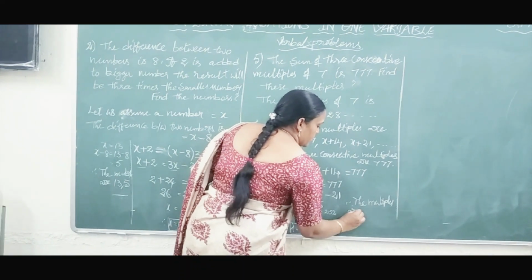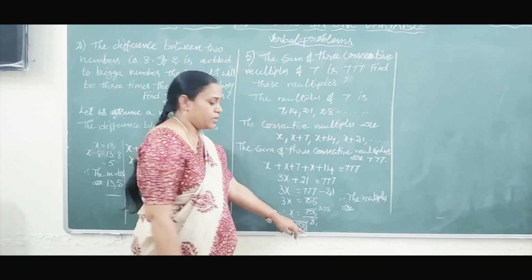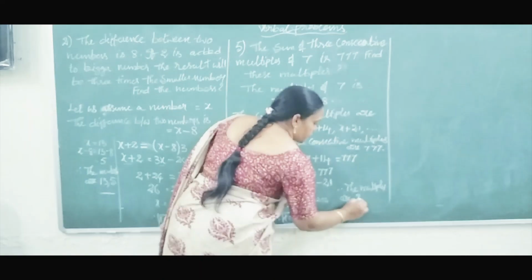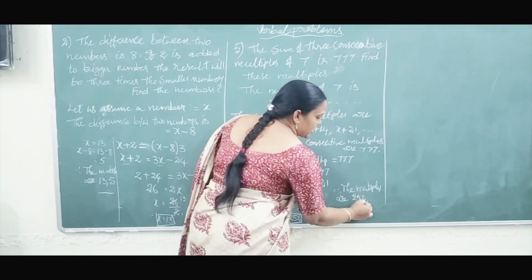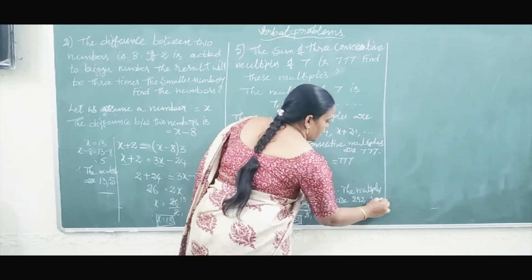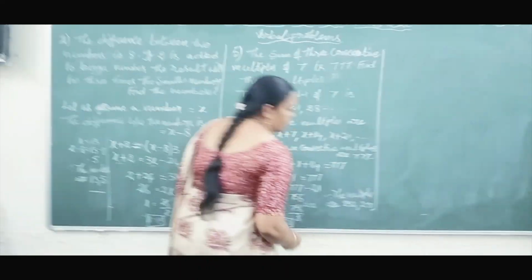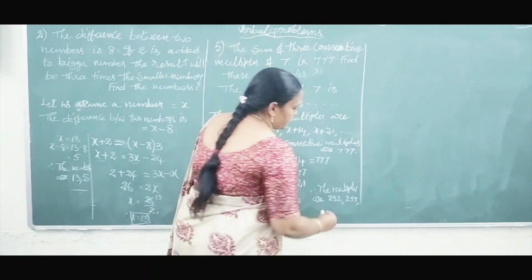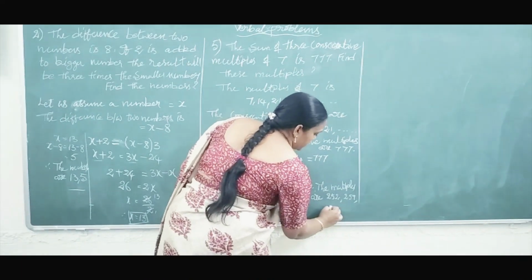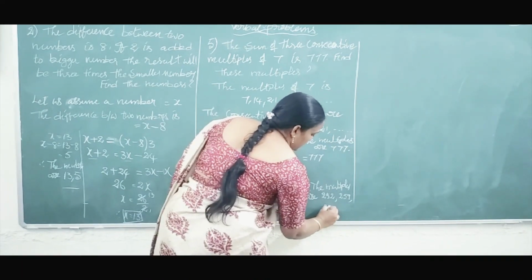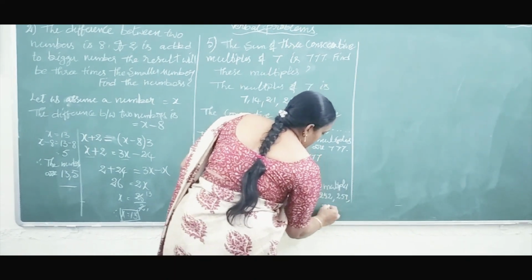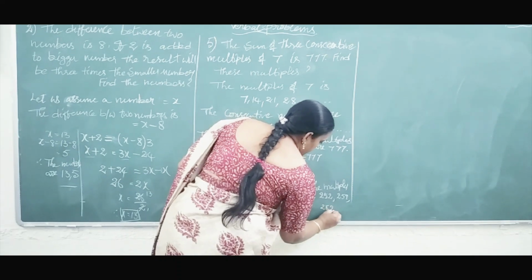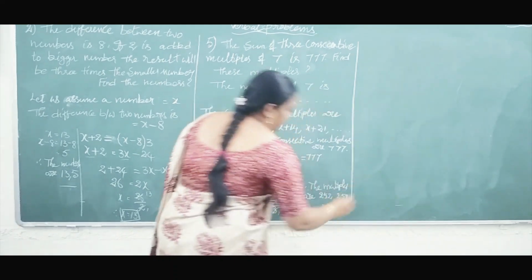first 252. 252, adding 7 to the terms. So 252 plus 7, 259. 259 plus 7, how much? 266. And so on. These are the multiples.